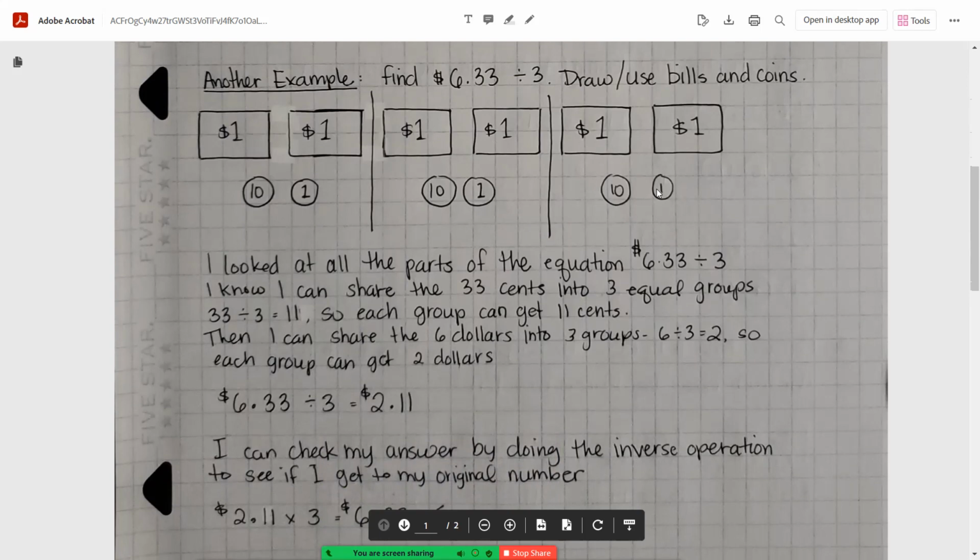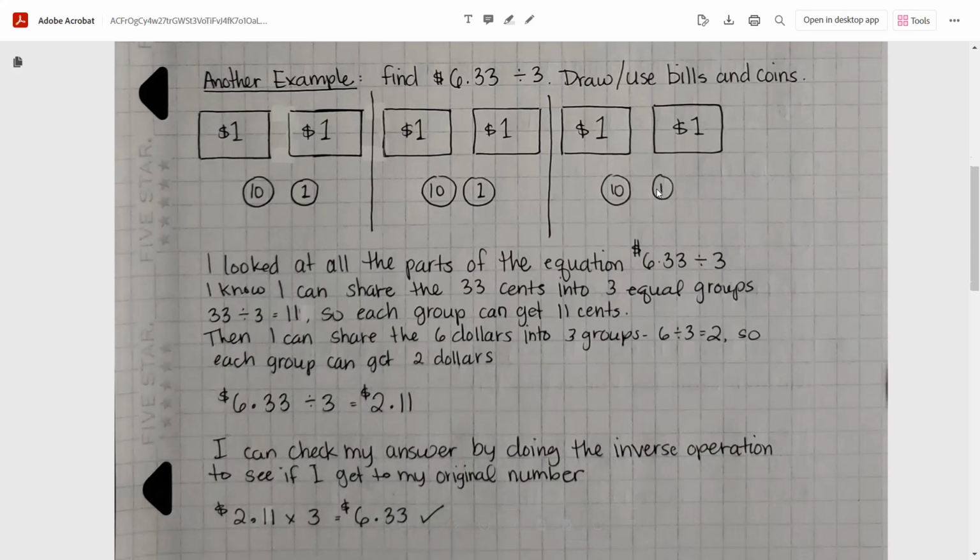So I looked at all of the parts of the equation, $6.33 divided by 3. Now I know I can share 33 cents into 3 equal groups. 33 divided by 3 is 11. So each one of those groups will get 11 cents. And I know I can share 6 into 3 equal groups because 6 divided by 3 is 2. So each group can get $2.11.